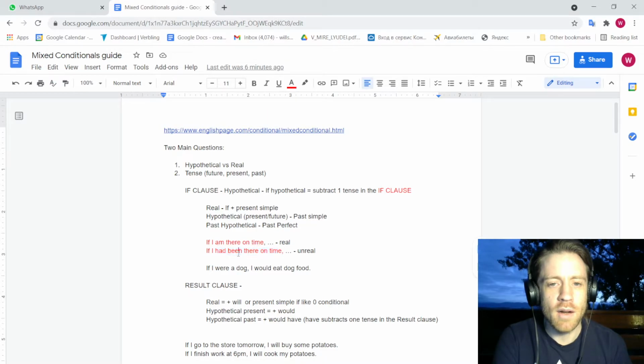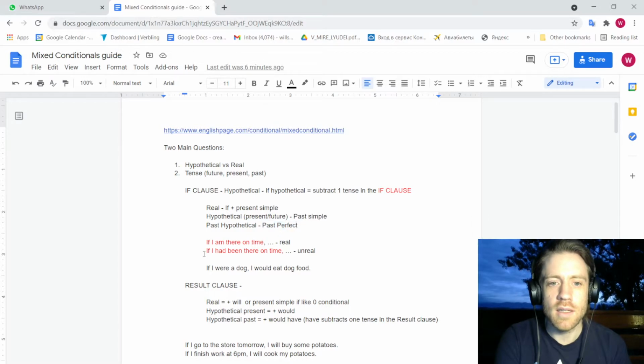If I had been there on time, what's going on here? Well, what we have is had been. And had been is our indicator for past perfect, right? Had been is always past perfect. So we know that this is a past hypothetical situation because the speaker, or really me, the one who wrote this down, is using the past perfect tense. We also know that this is going to be an unreal situation because it is past perfect.